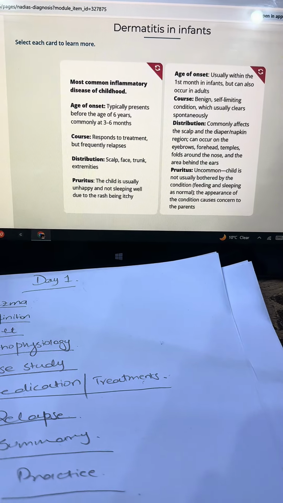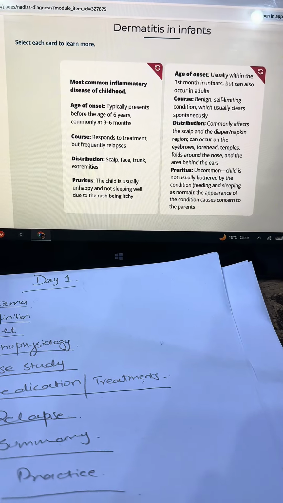Nadia management. Let's talk about Nadia's management. Which of the following would you advise? I think emollients and topical corticosteroid. And that is the correct answer.